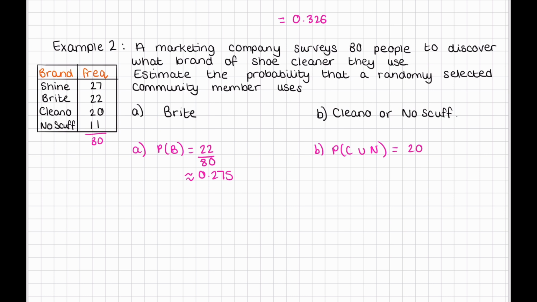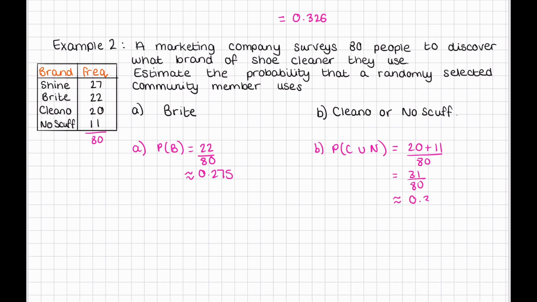Then the probability of Cleano or No Scuff. We've got 20 Cleano, 11 No Scuff, so we add those together out of the total. So we'd end up with 31 out of 80, which is, as a decimal, 0.388 to 3 significant figures. Once again, with this, you can leave your answer as a decimal or a fraction. It doesn't matter. You'll still get the mark no matter which way you do it. Just read the question and make sure it doesn't tell you if it wants it in a particular way or not.